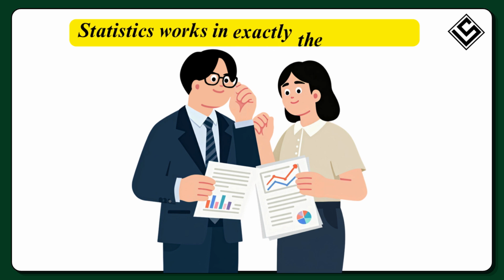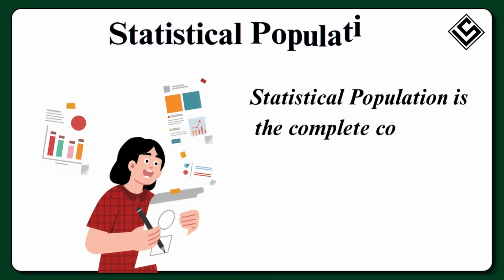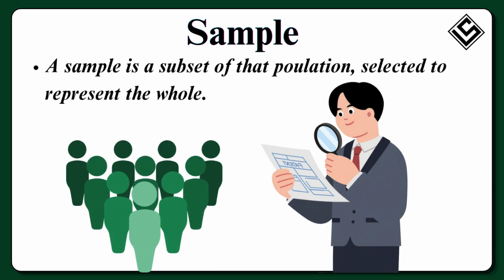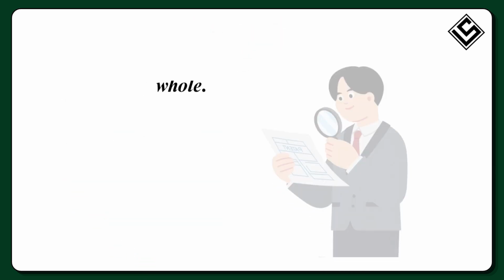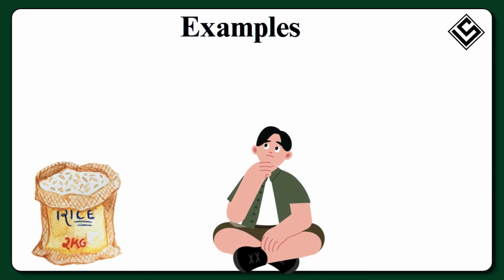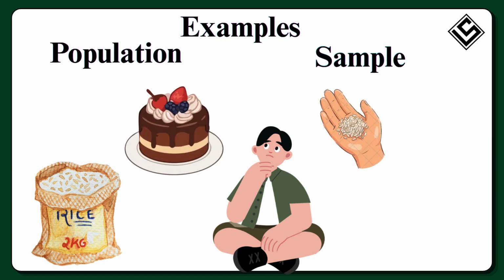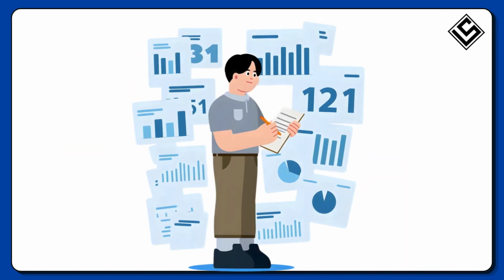Statistics works in exactly the same way. In statistics, the statistical population is the complete collection of individuals, objects, or observations that we want to study. A sample is a subset of that population, selected to represent the whole. So, in our examples, the entire sack of rice is the population. The handful of rice is the sample. Similarly, the whole cake is the population. The single bite, or slice, is the sample. Instead of studying everything, statisticians study a sample to make conclusions about the entire population.